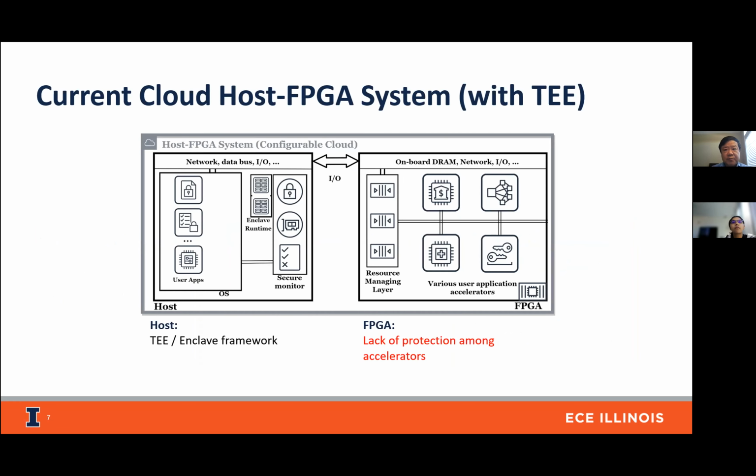If you look at the current cloud-hosted FPGA system, here is a high-level representation. We have the host side, and the host side can be secured using, let's say, Intel SGX. It has the enclave and the secure monitor, so we assume this part is secure. However, on the FPGA side, there's a lack of protection. For example, many accelerators can share the same memory or the same bus. A malicious application can sniff and steal information. If an attacker hacks into the communication, it may even hijack the computation of the accelerators, so they are doing a lot of computation but for the wrong purpose.